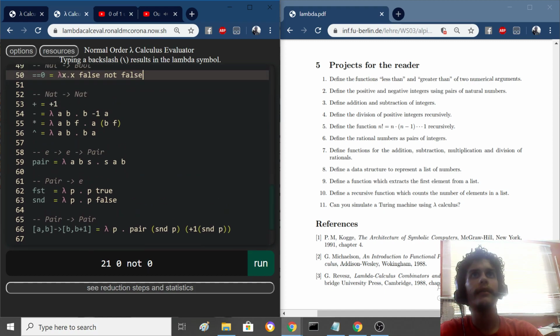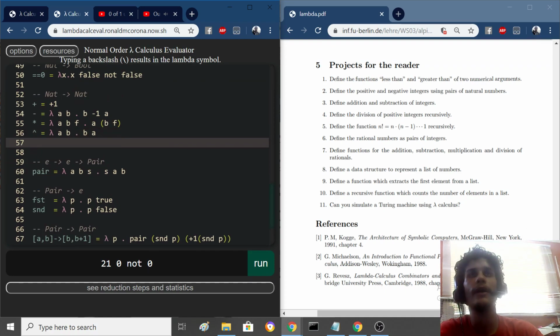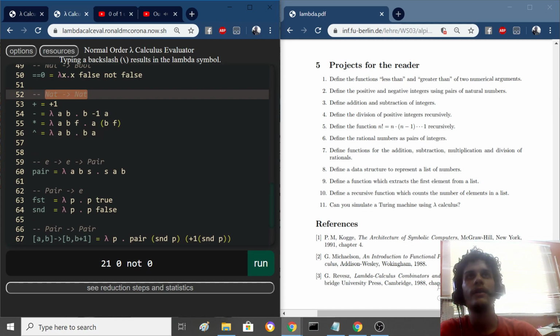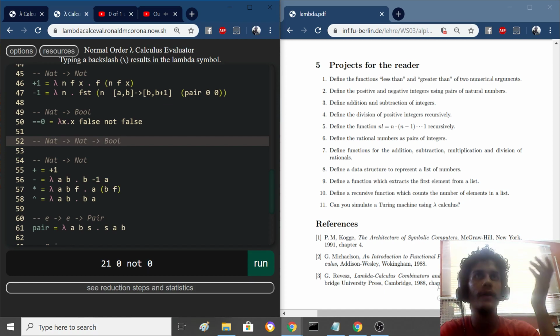Now this one, greater than, less than, greater than or equal to, less than or equal to, they're all going to be under these, which actually, no, it's not going to be under these. It's going to be under a new category of function, which are functions that take two natural numbers, and it gives us true or false, however we decide to compare them.